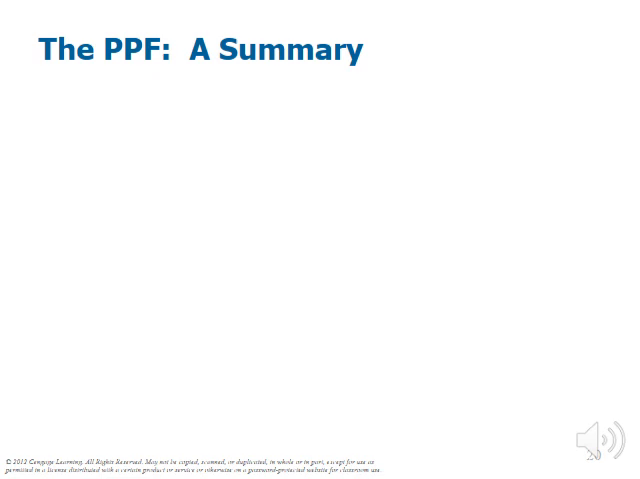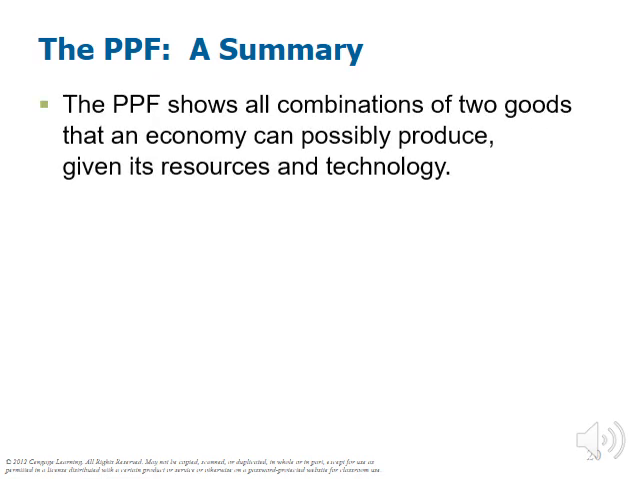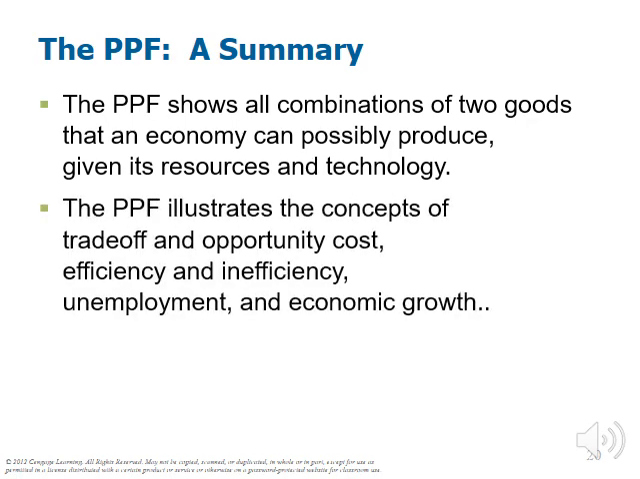The PPF, a summary. The PPF shows all combinations of two goods that an economy can produce, given its existing resources and existing technology. The PPF illustrates the cost of trade-off and opportunity cost, efficiency and inefficiency, unemployment and economic growth.